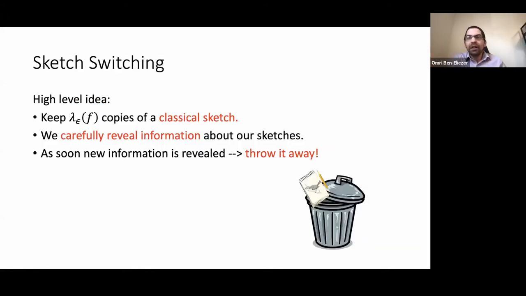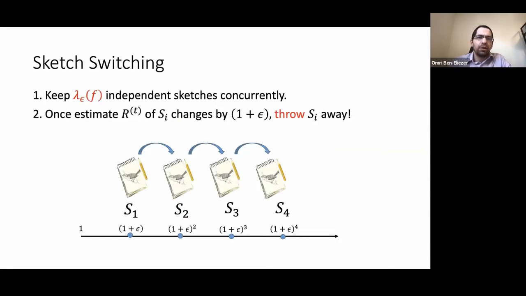Okay, and the high level idea of sketch switching that I'll try to present now is that we maintain multiple copies, the flip number copies, of a classical sketch, a sketch for the classical stream. And we want to carefully reveal information about the sketches. We want to reveal as little information as possible. And once some new information about some sketch is revealed, we just throw it away. Let's see the implementation details. We run concurrently flip number many independent sketches of the static streaming algorithm.